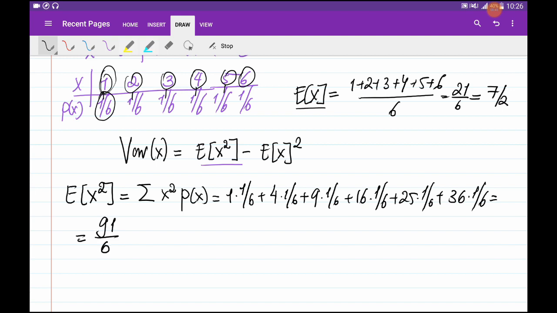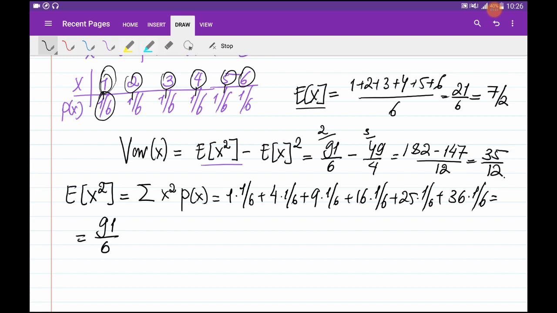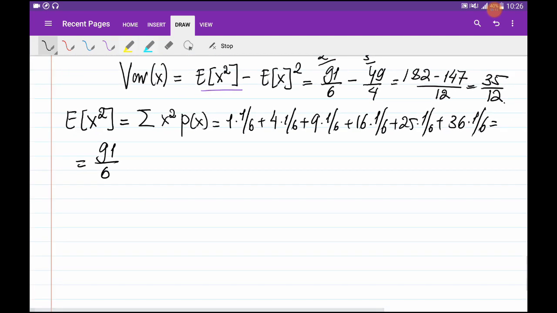So in order to calculate the variance, we just need to put in the values. This will be 91 over 6 minus 49 over 4. So I will give here the 2 and 3. So this will be 182 minus 147 divided by 12, or 35 over 12. The only thing which I would like to show at the end is to calculate the variance for a function of the random variable.